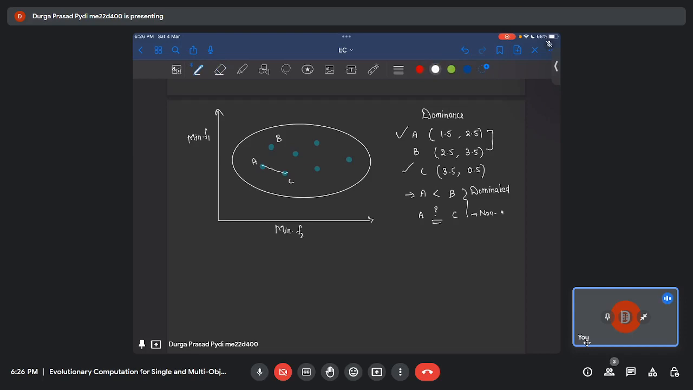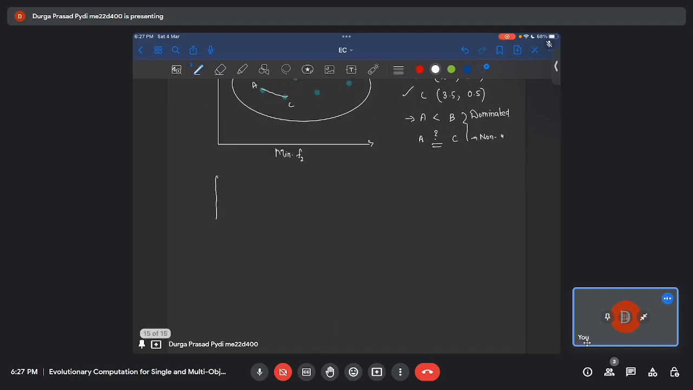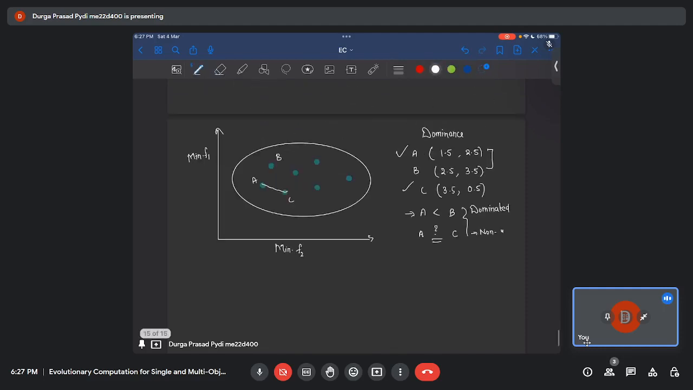Similarly, you will have so many non-dominated solutions. When you take all these non-dominated solutions and make a locus of all of them, you get something called a Pareto front, which you can see in this particular image itself.